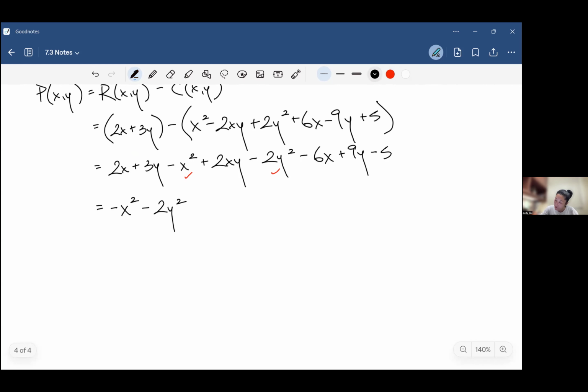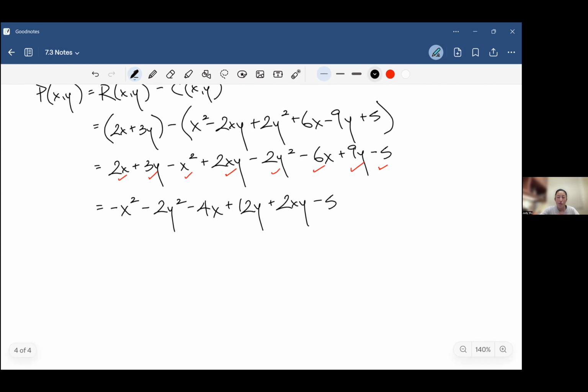Now, I have terms that contain x. 2x plus minus 6x is minus 4x. I have 3y plus 9y is 12y. And then I have my 2xy minus 5. Okay, so plus 2xy minus 5.